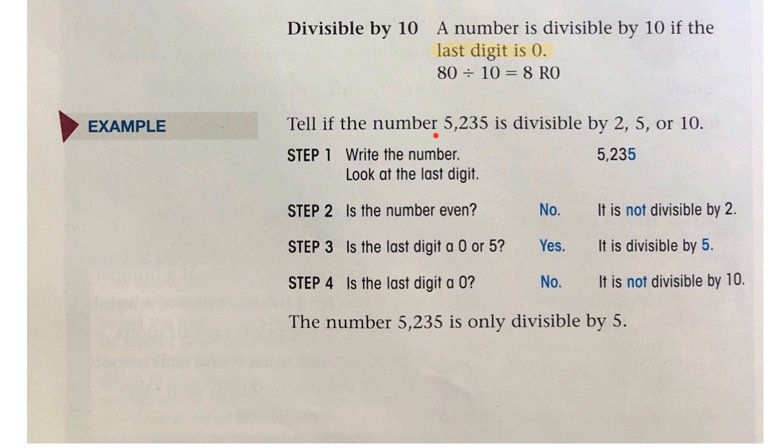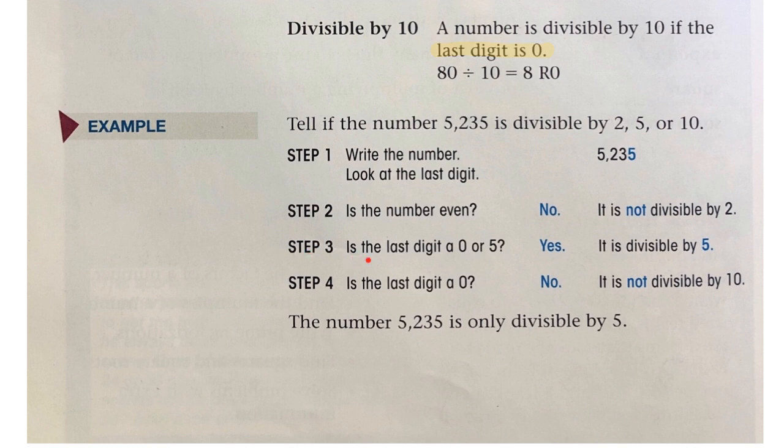So let's tell if the number 5,235 is divisible by 2, 5, or 10. Step 1, write the number and look at the last digit. 5235. The last digit is a 5. Step 2, is the number even? No. It's not even because it ends with an odd number, so it's not divisible by 2.